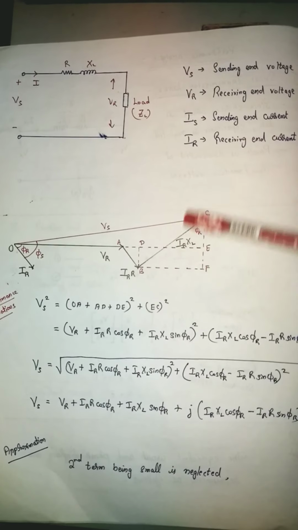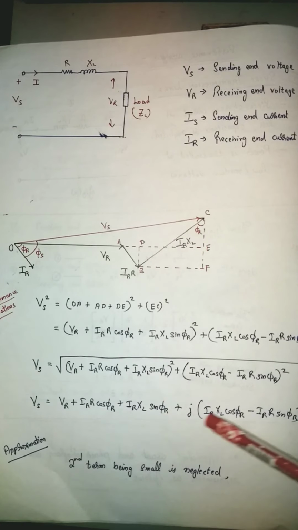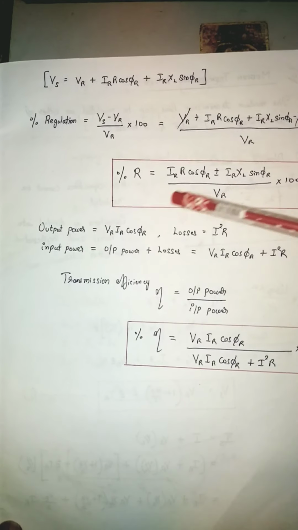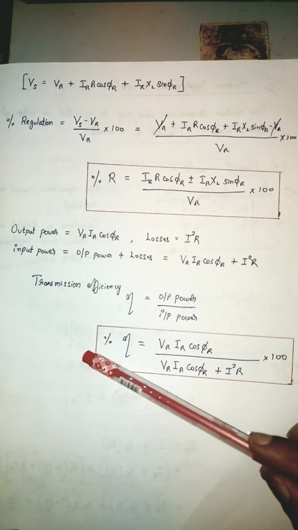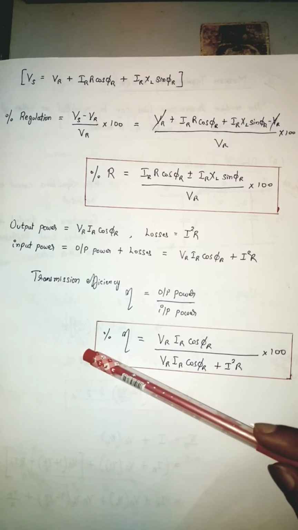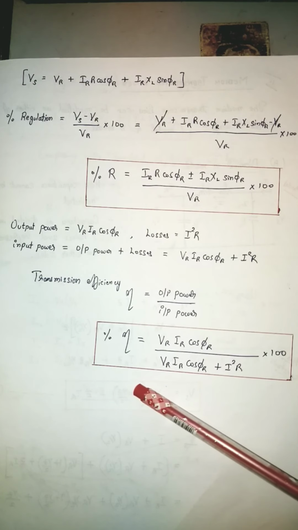So in this part you are drawing the phasor diagram, you will be getting the expression for Vs, imaginary part will be neglected, and finally you will be dealing with the final expression with respect to regulation and efficiency. Again, the same approach will be followed for medium line and long line. Let me go through medium line and long line in the next videos.